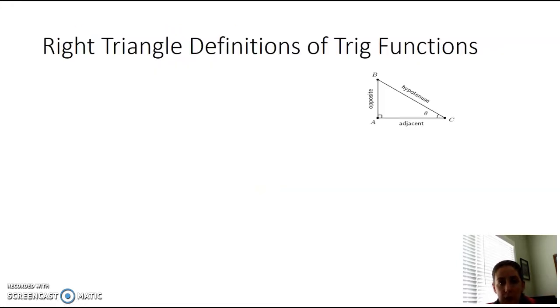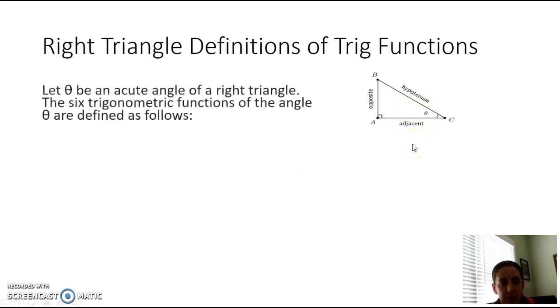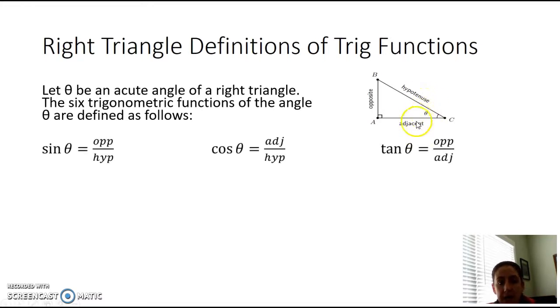So based on this right triangle, we can define our 6 trigonometric functions for this angle theta right here. So theta is an acute angle of the right triangle, and we can define the sine, the cosine, the tangent, and their reciprocal functions as follows. The sine of this angle is the ratio between the length of the opposite leg and the length of the hypotenuse. The cosine of this angle is the ratio between the length of the adjacent side and the length of the hypotenuse. And the tangent of this angle is the ratio between the length of the opposite side and the length of the adjacent side.